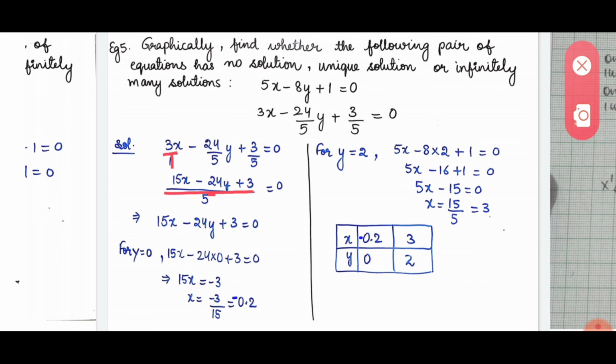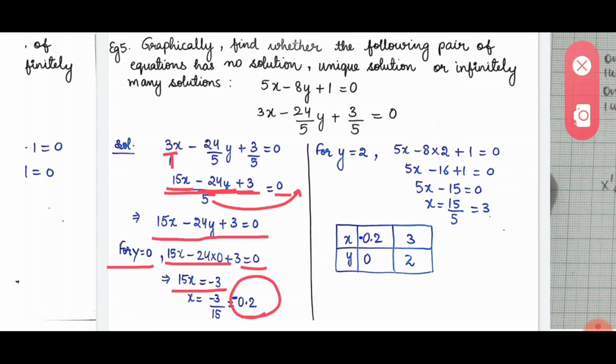And then you will get 15x minus 24y plus 3 upon 5 equals 0. Transpose this 5 to the right hand side. You will get 15x minus 24y plus 3 equals 0. Now let us find the points for the equation. Let us put the value of y equal to 0 here. You will get 15x minus 24 into 0 plus 3 equals 0, or 15x is equal to minus 3, or you will get the value of x as minus 0.2.